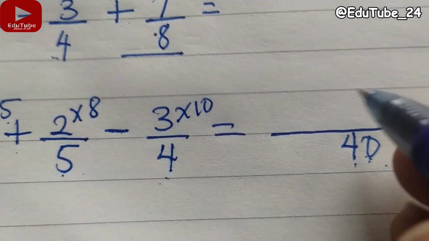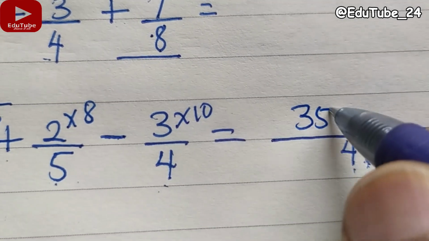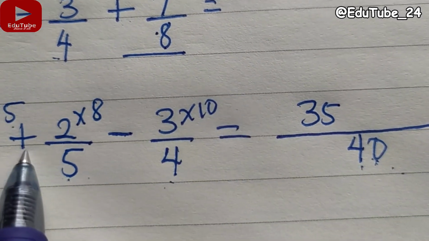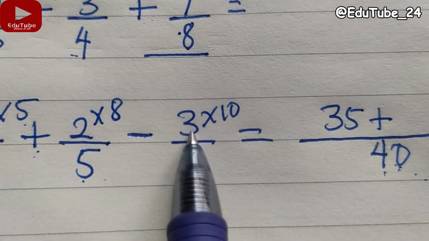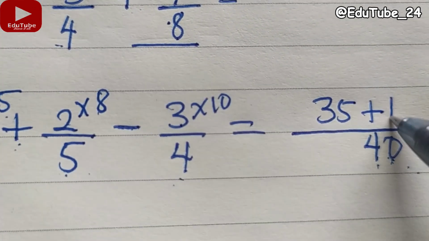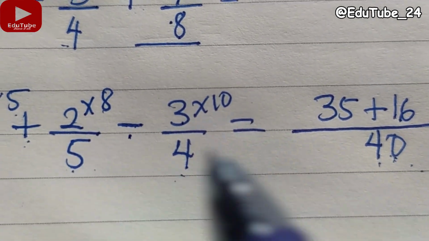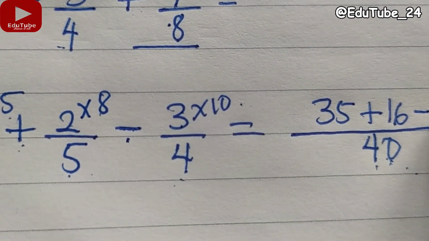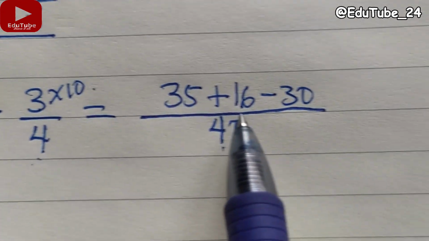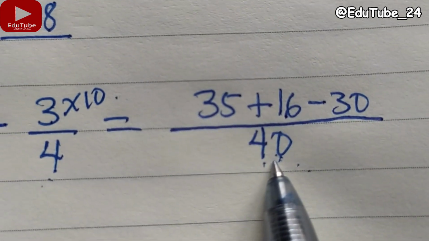So 7 times 5, that gives me 35. So I'm going to write 35. Then in between them I have plus. So I'm going to put plus. Then 2 times 8, that will give me 16. So plus 16. Then in between I have minus. So 3 times 10, I have 30. So that will give me 30. Now I have a new set of numerators out of their common denominator.